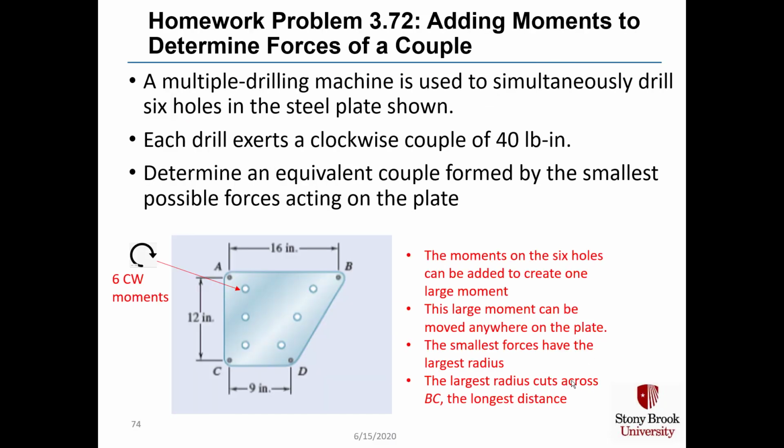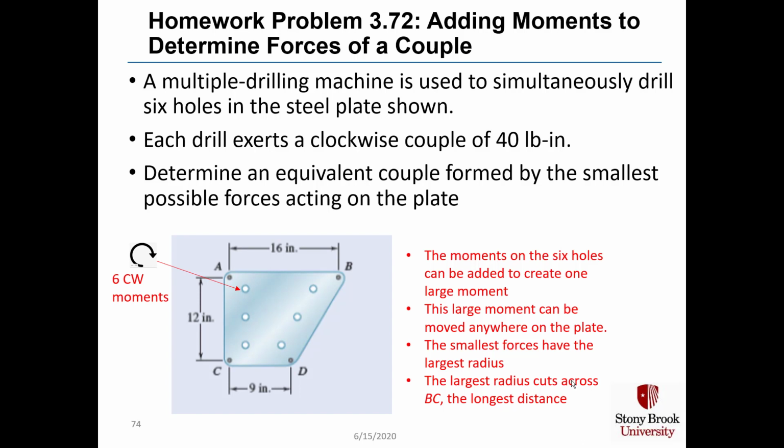Here's homework problem 3.72, in which we add moments to determine the forces of a couple. A multiple drilling machine is used to simultaneously drill 6 holes in the steel plate shown. Each drill exerts a clockwise couple of 40 pound-inches, and there's 6 of these clockwise moments that occur because there's 6 holes. And our job is to determine an equivalent couple formed by the smallest possible forces acting on the plate.